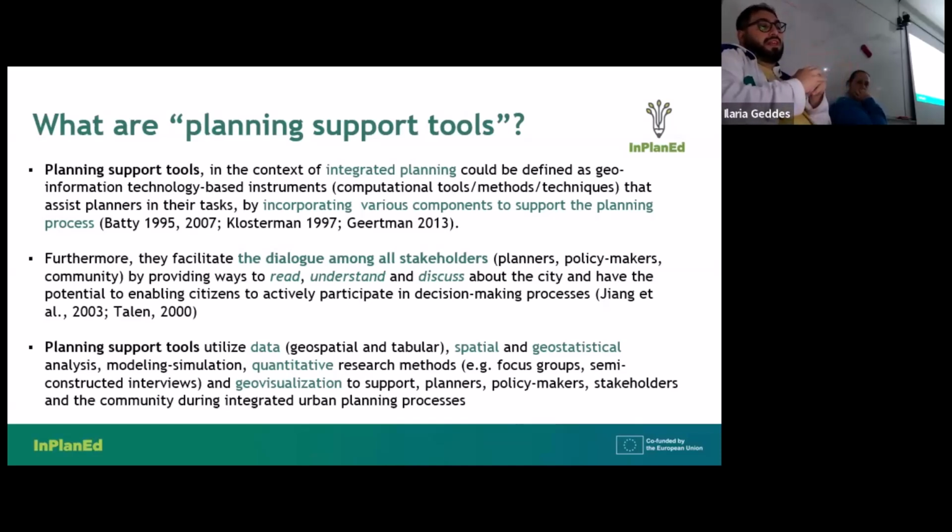And all of them can support this planning process, either as visualization tools and media, but also as a way to deduce some results, some conclusions.